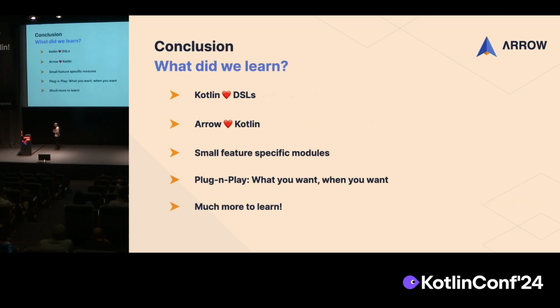So, to conclude, what did we learn? I think we've seen that Kotlin really, really loves DSLs. And Arrow really loves Kotlin for it. Right? And I think these things really work nicely together. I hope I've also been able to show you that Arrow tries to offer small and feature-specific modules so that you can plug and play what you want and when you want it. But there is also much more to learn.